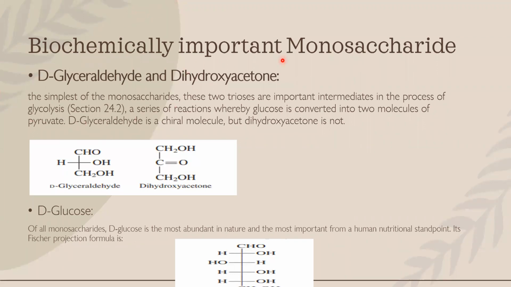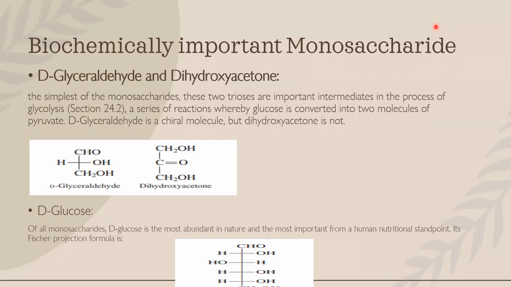D-glyceraldehyde and dihydroxyacetone are important monosaccharides in carbohydrate metabolism. Okay, so let us move on to D-glucose. Of all monosaccharides, D-glucose is the most abundant in nature, and it is the most important from a human nutritional standpoint. This is its Fischer projection formula. Please take note of this.